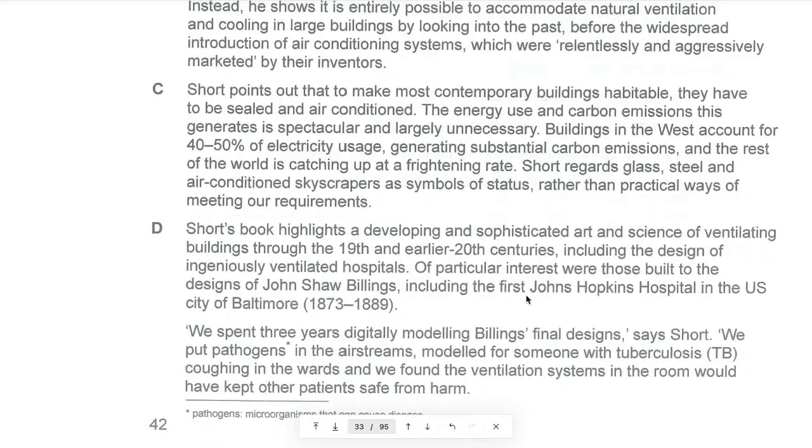Now, the first sentence: Short points out that to make most contemporary buildings habitable, they have to be sealed and air conditioned. What does that mean? Speak louder, because the classmates sitting below can't hear you if you mumble. Don't explain it to me. Explain it for your friends to hear. I already know it all. You understand? Explain it to your friends. Go.